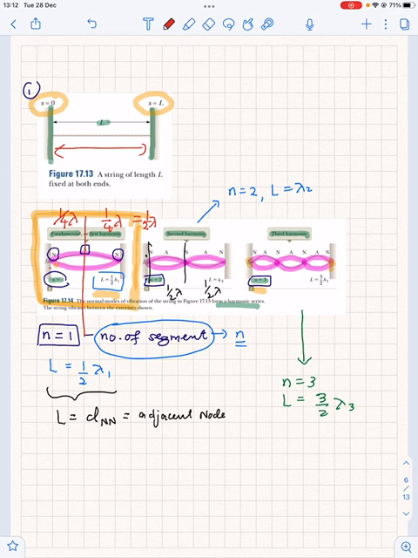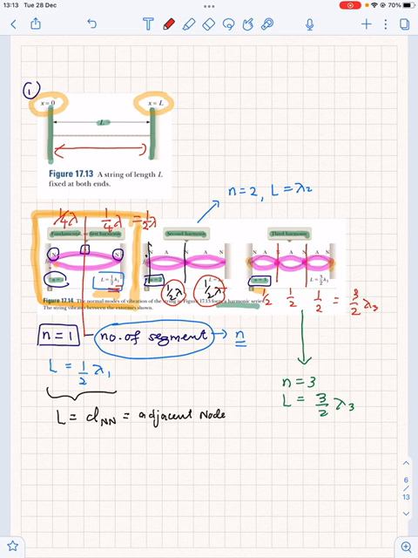Same goes for the other harmonics. For the first harmonic, the length L is equivalent to 1 over 2 lambda 1. For the second, 1 over 2 plus 1 over 2 equals 1, equals lambda. Same goes to this one, we have 1 over 2, 1 over 2, 1 over 2. Oops, sorry, it's not 1 over 4, it is 1 over 2. So we have 3 over 2 lambda 3. Why lambda 3? Because it is the third harmonic. This is lambda 2 because it is the second harmonic. This is lambda 1 because it is the first harmonic.